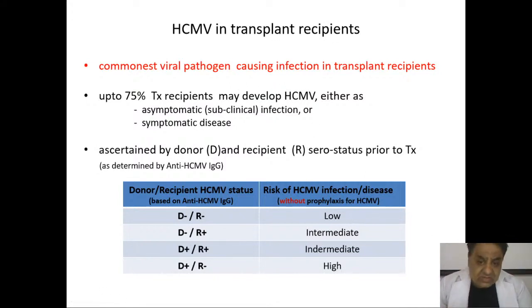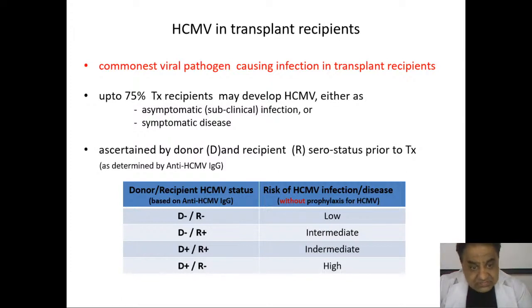You may acquire it from a blood transfusion after a transplantation, isn't it? So the risk is not zero; it is low. If the donor is negative, but the recipient already has the virus in the body, the risk is intermediate. If both are positive, the risk still remains intermediate, because the recipient in both situations had the CMV virus latently in the bone marrow and other cells of the body.